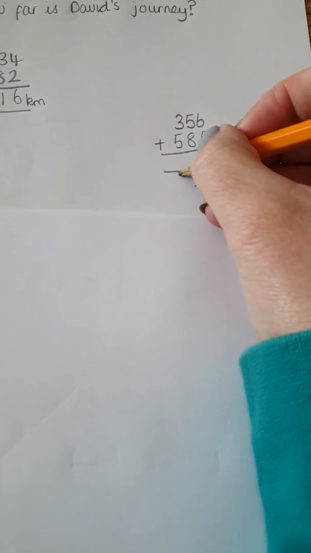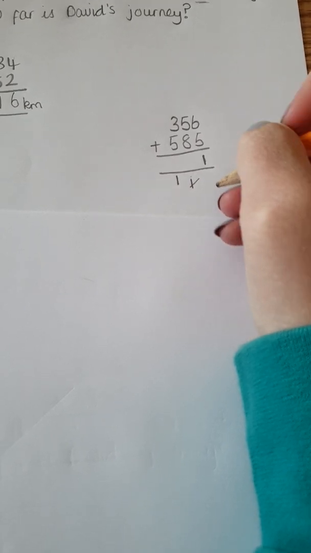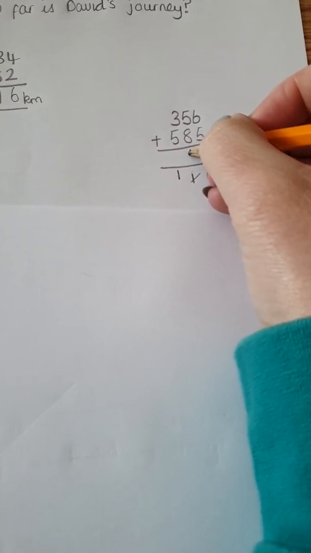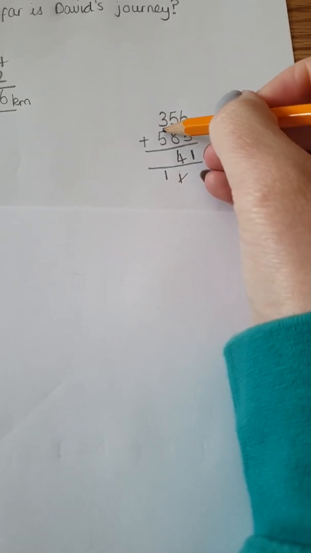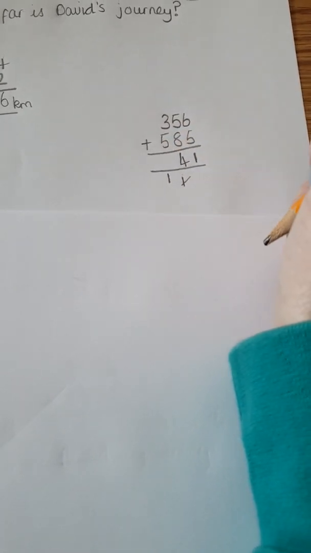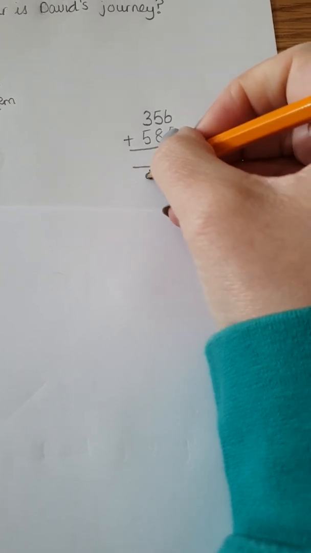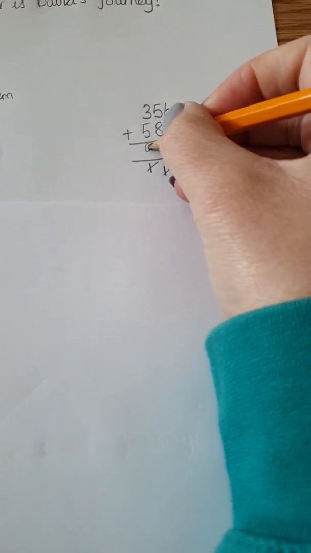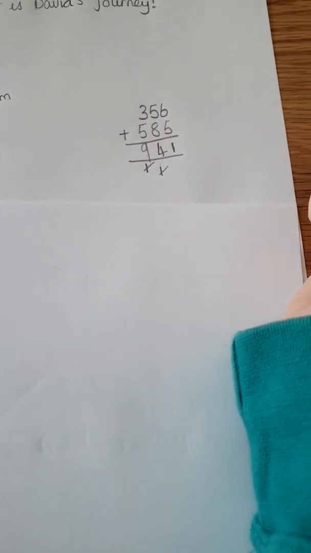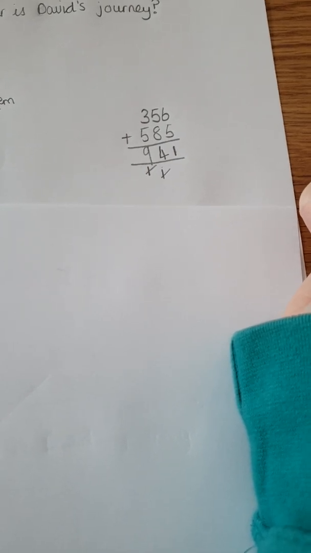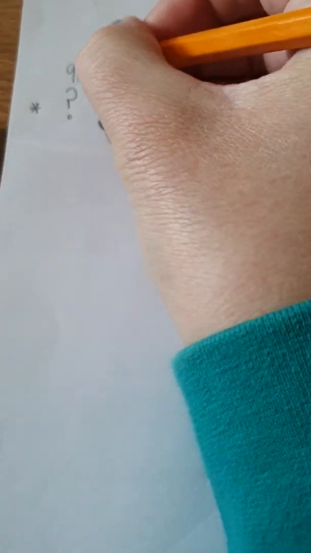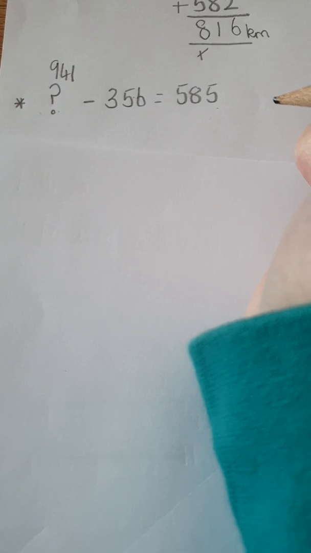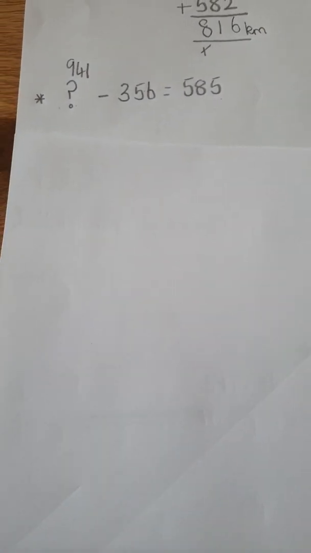So we put the 100 carried over in the 100 column and the 4 tens in our tens column, okay? We then have 300 add 500, which would give us 800, add the 100 we've carried over, which would give us 900. So our answer there for our missing number is 941. So if you go back to here, 941 minus 356 is 585.